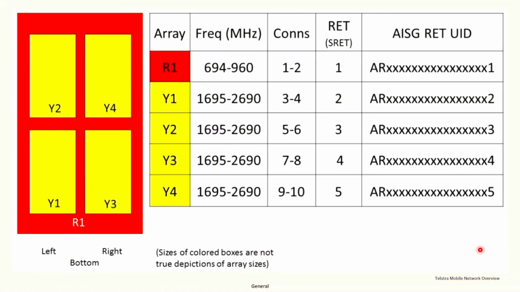Okay, inside there is all this going on. So you've got your 4, they're all cross-polar antennas. There's basically 5 antennas in there.